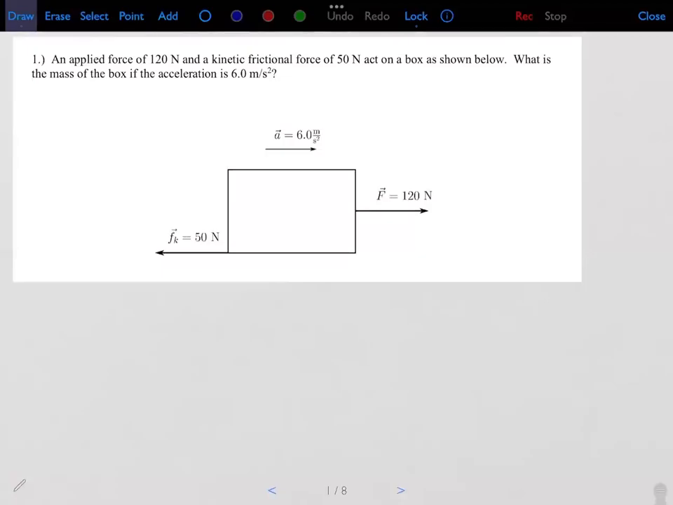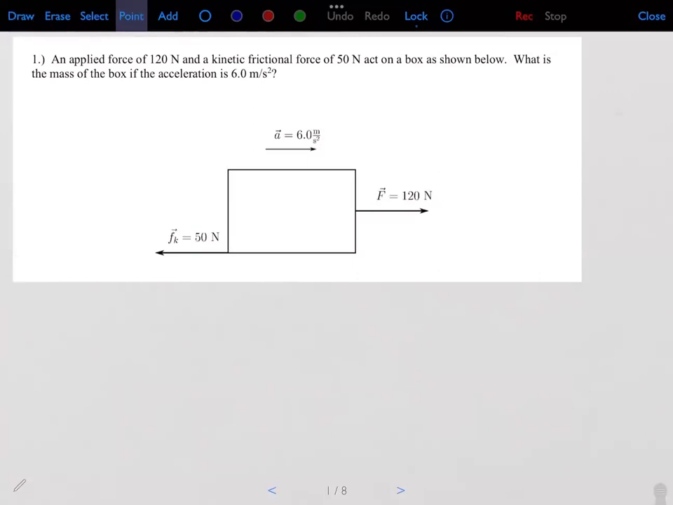So in this video, I want to go over the solutions for the in-class practice for the dynamics or Newton's second law problems. Okay, so in this first problem here, this first question says an applied force of 120 newtons, applied to the right here on this box, and a kinetic frictional force of 50 newtons act on a box as shown below. What is the mass of the box if the acceleration is 6.0 meters per second squared?